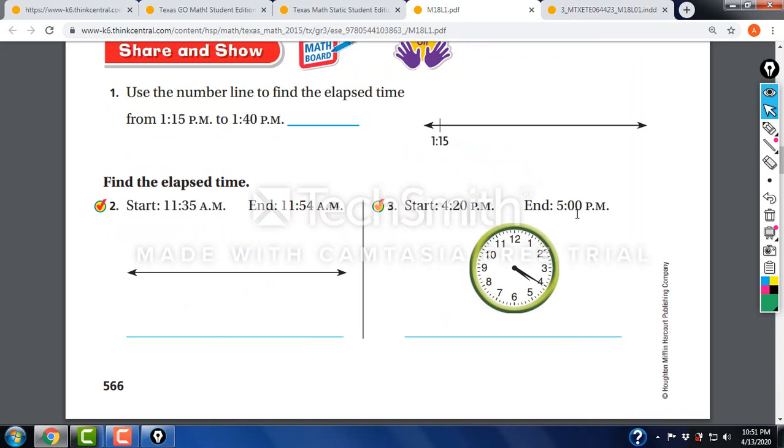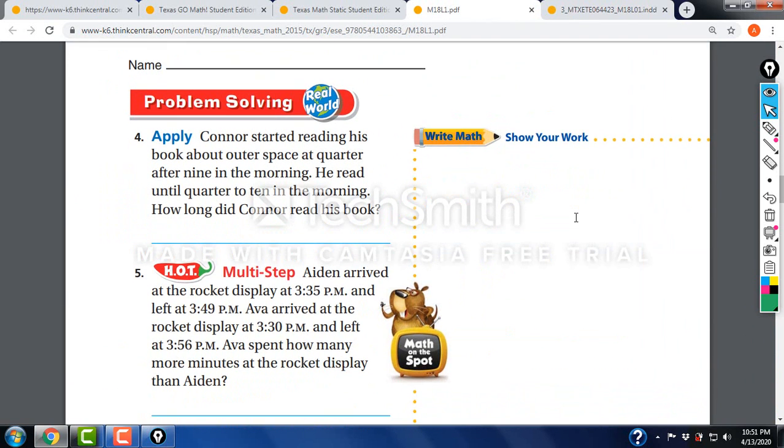Very good. Next questions. We're looking at, now we're going to apply what you learned. You can use any one of the methods that you learned. You can use a number line, you can use an analog clock, or you can use a subtraction equation, whichever is easier for you. One thing that I have to point out before we start is this word right here. Let's look at this question right now. It says Connor started reading his book about outer space at 9:15. This word right here, and I'll refer to it back in a few minutes. 9:15 in the morning. He read until 9:45 in the morning. How long did Connor read his book?